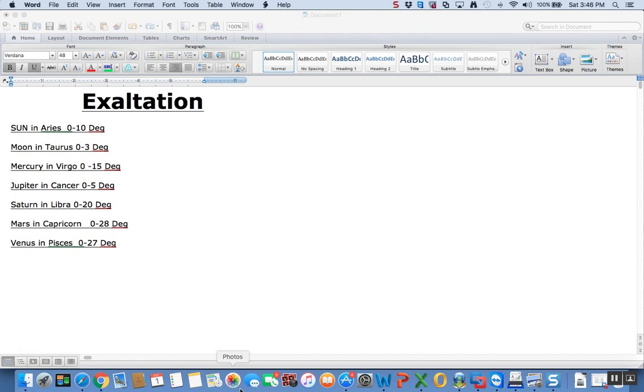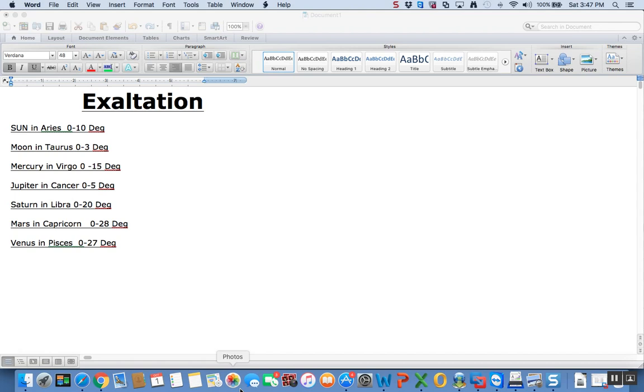Exaltation is a state where a planet can give results freely without obstructions, and a debilitated planet is basically a planet which is weak and which will give results based on the number of obstructions and may not give you good results. So you see, the different planets get exalted in particular rashis and in certain degrees.